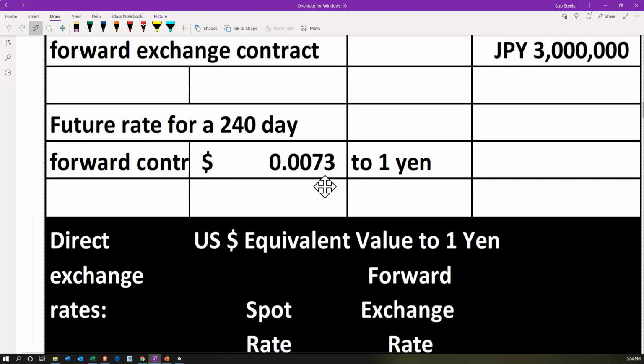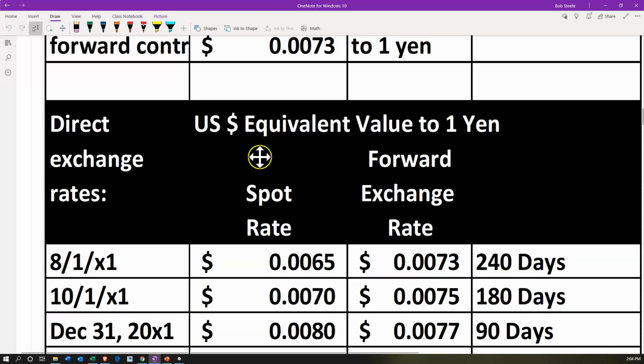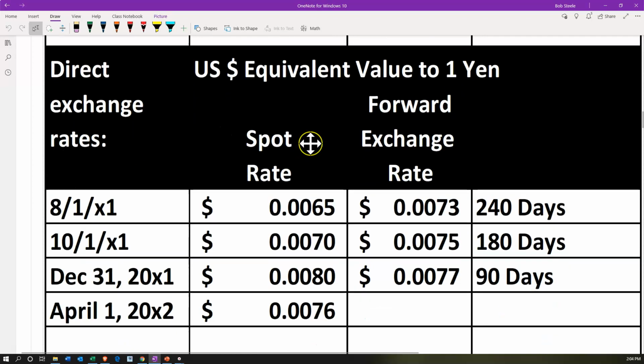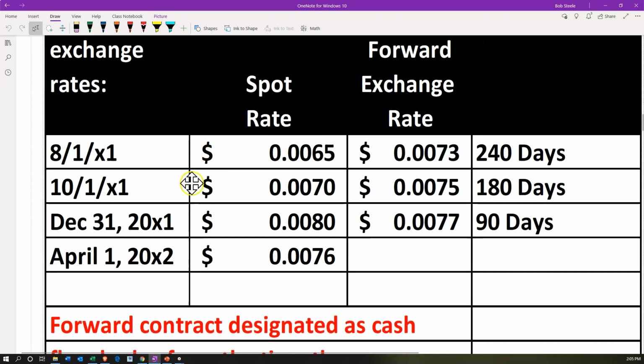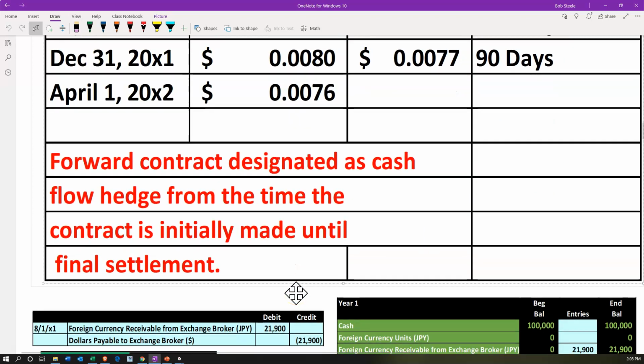The future rate for the 240-day forward contract is going to be 0.0073 to 1 yen. We have the US equivalent value to the yen here. We have the spot rate and the forward exchange rates that will be necessary for the relevant dates we will be working with. The forward contract is designated as a cash flow hedge from the time the contract is initially made until the final settlement. This is going to be one of the items that's different than the prior transaction, the prior item we had.